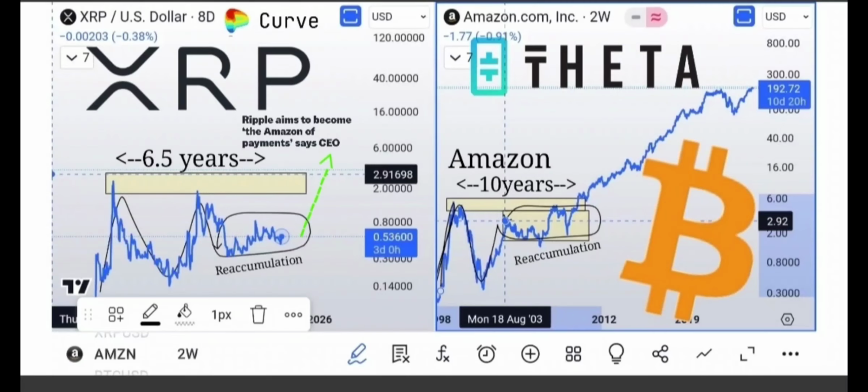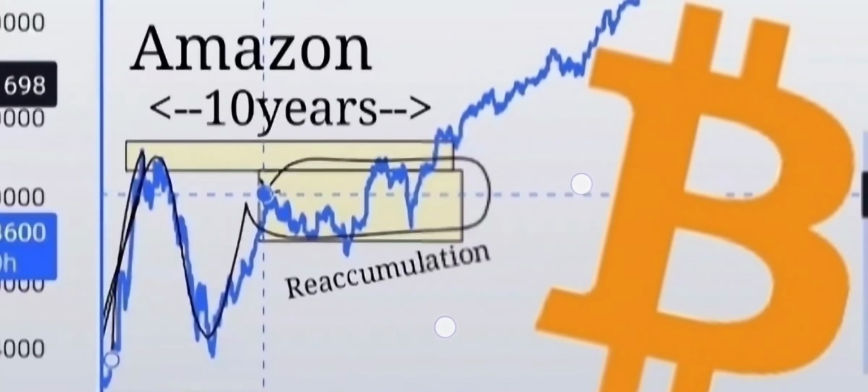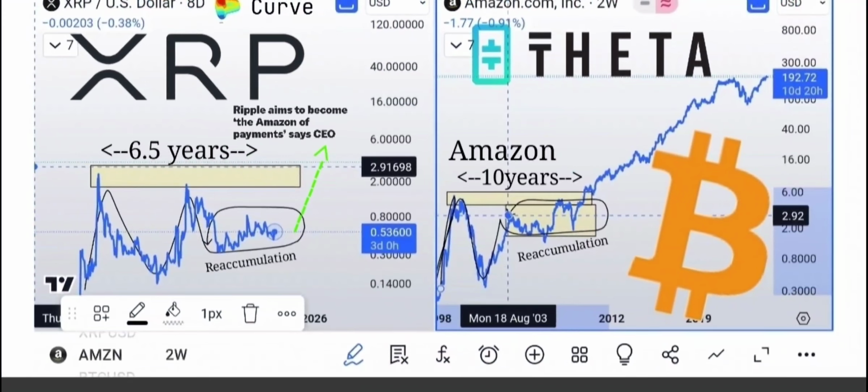You can see here's the thumbnail of yesterday's video. Basically, XRP has been about 6.5 years. And I'm looking at this as a reaccumulation structure. So you can see over here, right, it didn't look so good, but ended up being one of the greatest investments in the world. Right, so let's continue.